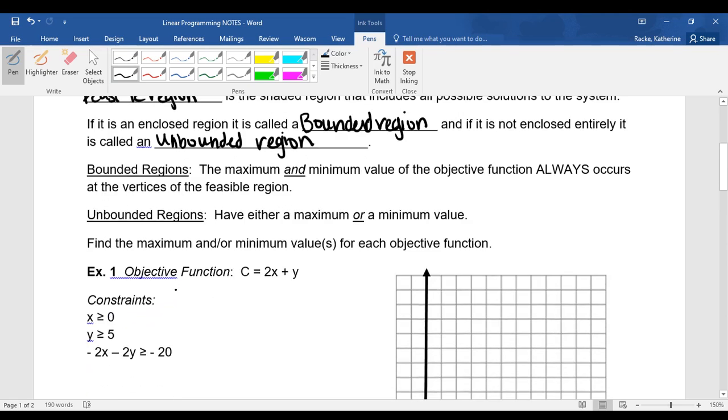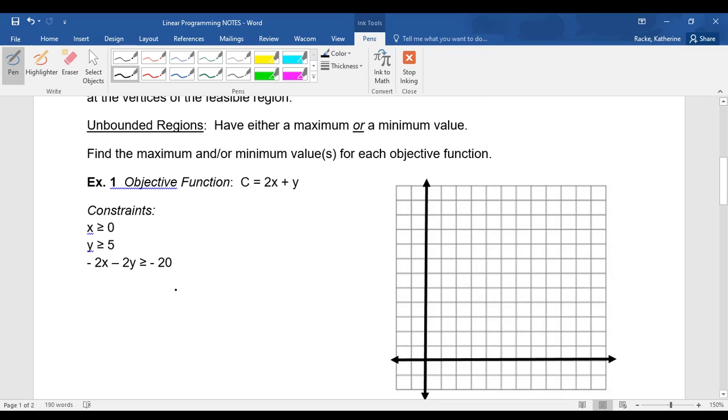Find the maximum and/or minimum values for each objective function. Okay, so they tell us what our objective function here is: C equals 2x plus y. And these are our constraints, okay?